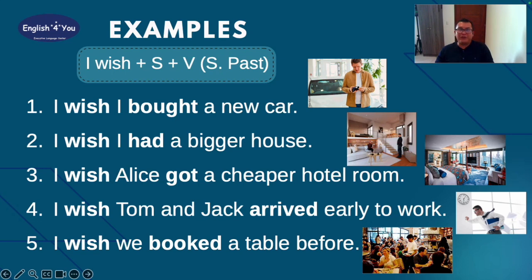So what happened with Tom and Jack? Are they on time? I don't think so. Look at the picture. He's running, right? Because maybe he's late. So what happened? I wish Tom and Jack arrived early to work. Why? Because what's the real thing? The real thing is that Tom and Jack are always late. So my wish is that Tom and Jack arrived early to work.